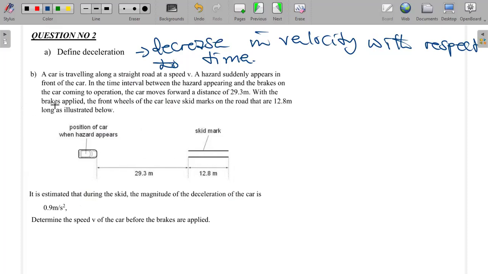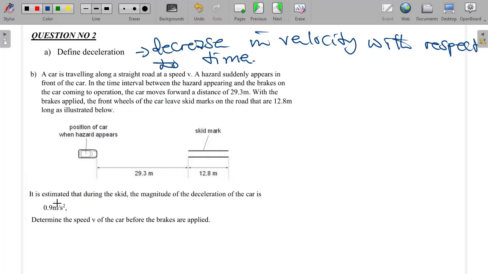That is part A. Part B says a car is traveling along a straight road at a speed v. A hazard suddenly appears in front of the car. In the time interval between the hazard appearing and the brakes coming into operation, the car moves forward a distance of 29.3 meters. With the brakes applied, the front wheels of the car leave skid marks on the road that are 12.18 meters long, as illustrated below.